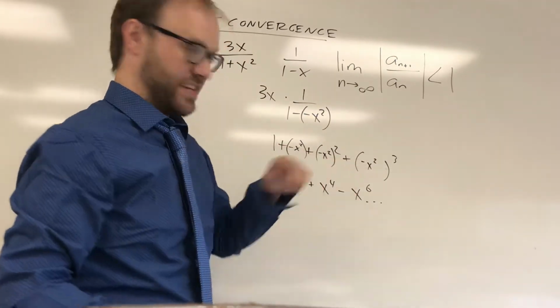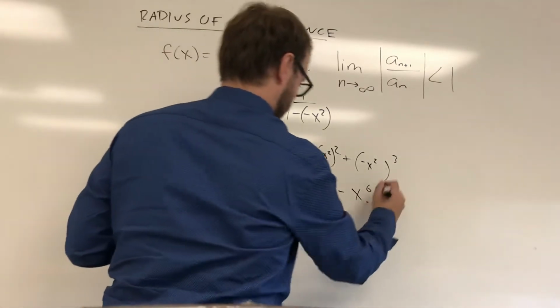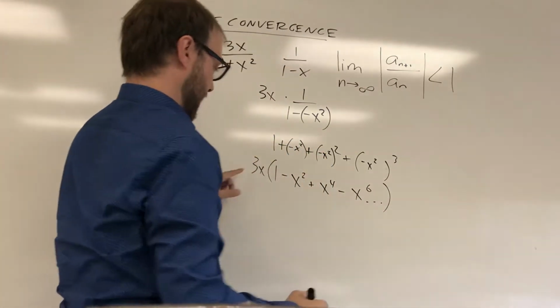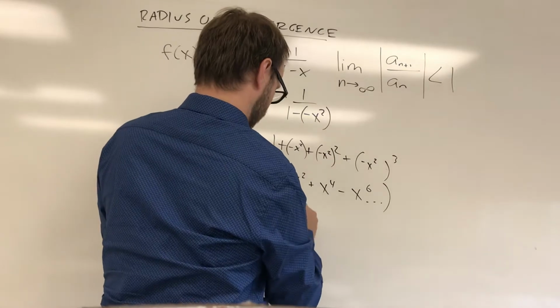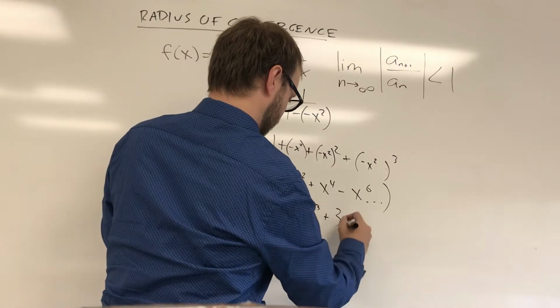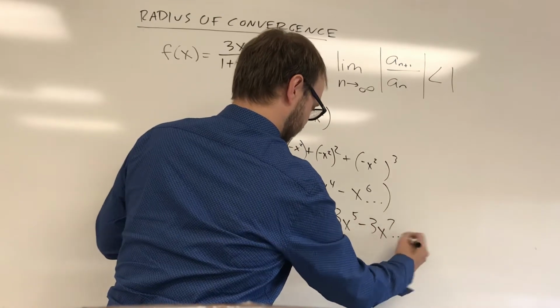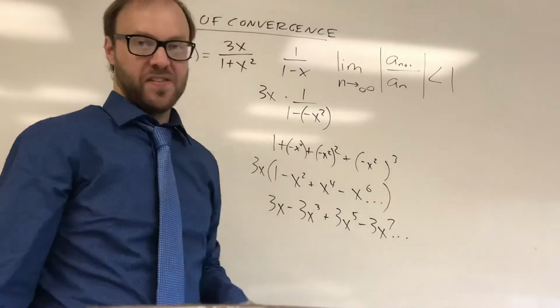It's an alternating series. Okay, now the whole series was supposed to be multiplied by 3x. So we multiply this whole thing by 3x. We're going to get 3x minus 3x cubed plus 3x to the 5th minus 3x to the 7th, and so on. Those are terms of the series.